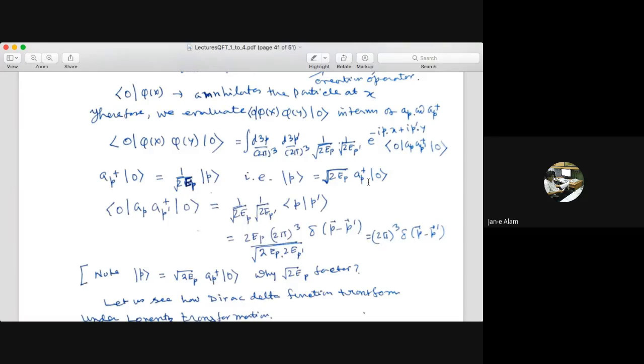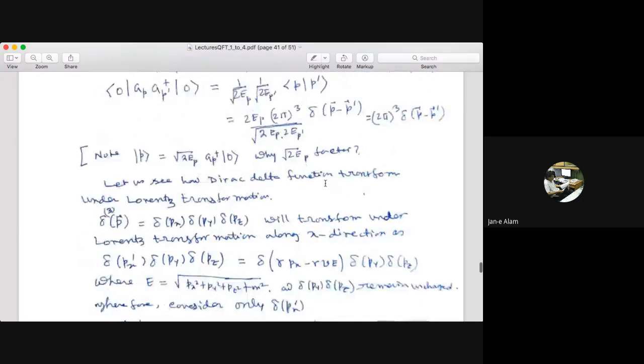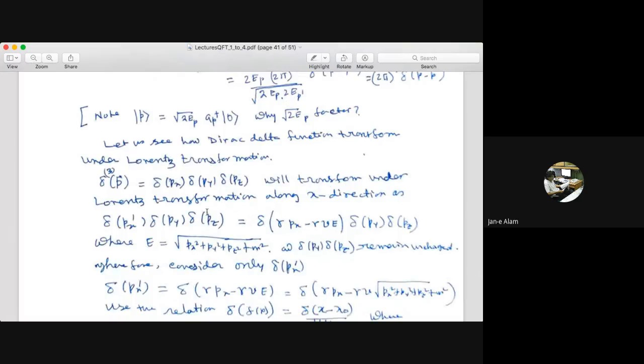Okay. Now here I have given a reason why I am saying that a particle with momentum p is just, if I operate a creation operator on the vacuum, it gives me |p>. I'm not just arbitrarily putting a 2E_p factor here. Why? I have explained that in this particular note in detail: why that 2E_p factor will come.